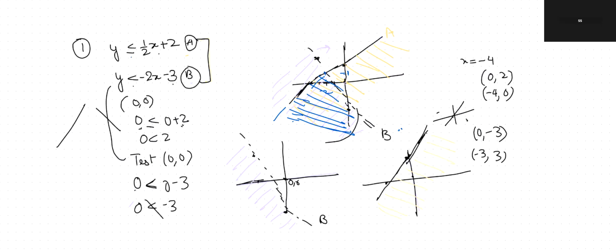And suppose the equation passes through 0, 0. Suppose the equation is like this: y is less than 3x, and it passes through 0, 0. Then we take any other point. Suppose we take x is equal to 1 and y is equal to 1, or we take any other point on both sides and then use them to test it.